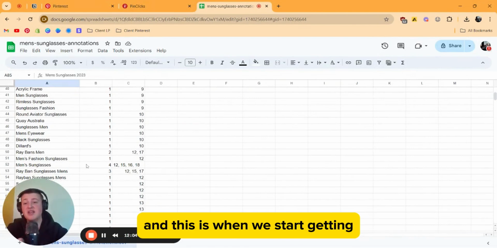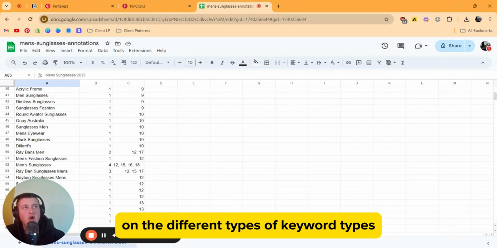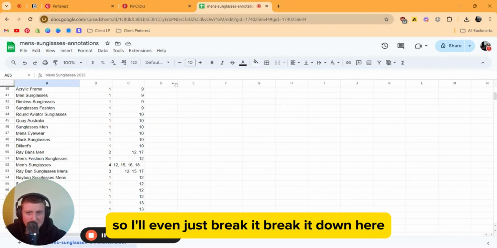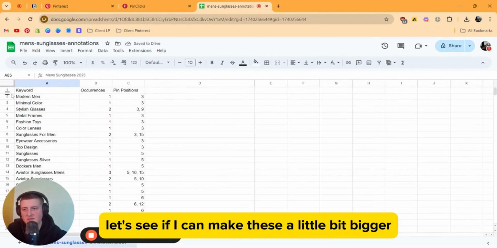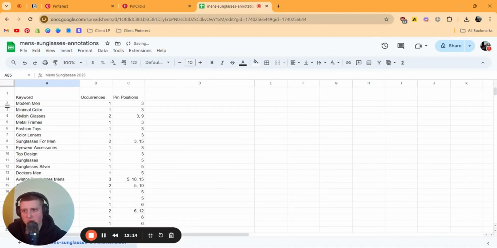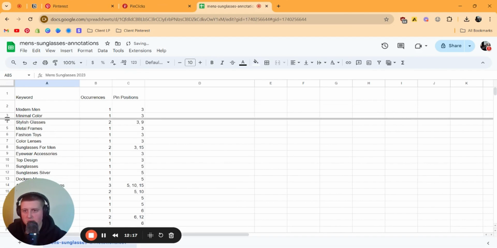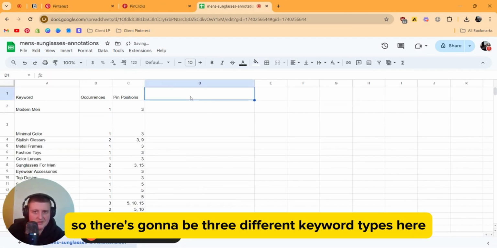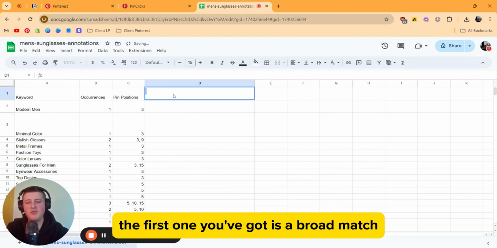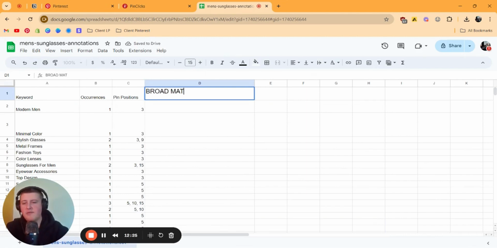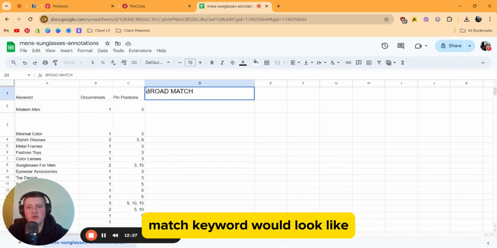And this is when we start getting a little bit more advanced on the different types of keyword types. So I'll even just break it down here while we're here. See if I can make these a little bit bigger for you guys. So there's going to be 3 different keyword types here. The first one you've got is a broad match. And this is exactly what a broad match keyword would look like.